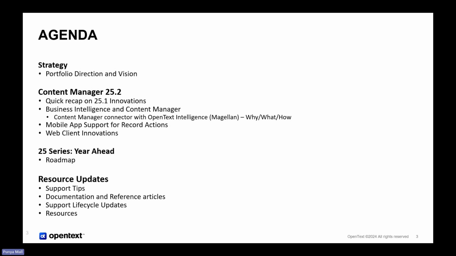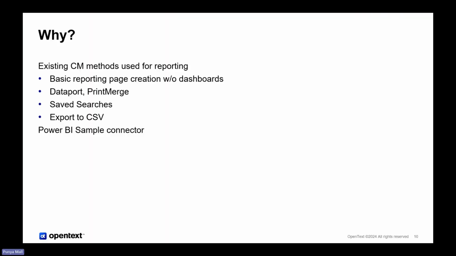As most of you would have heard me covering the earlier releases, I'll also be covering the 25.2 release. So the first key feature for the 25.2 release is our connector for Open Text Intelligence, Magellan, its old, popular name. And why did we choose to build a new connector for this product?